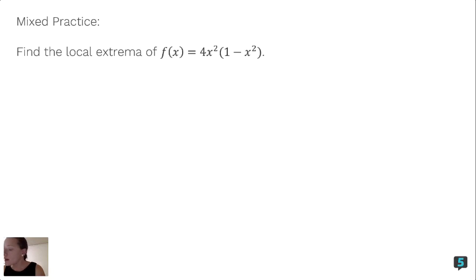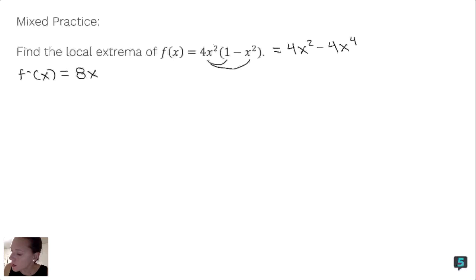So right off the bat, we can just do some quick distribution and say, okay, that means f of x is the same as 4x squared minus 4x to the 4th. And now this is way easier to take the derivative of. We would get that f prime of x equals 8x minus 16x cubed. Okay. Now you're going to get the same result if you use the product rule, but that was quick. Just some distribution, and then we can use the power rule with some one steps. Okay.